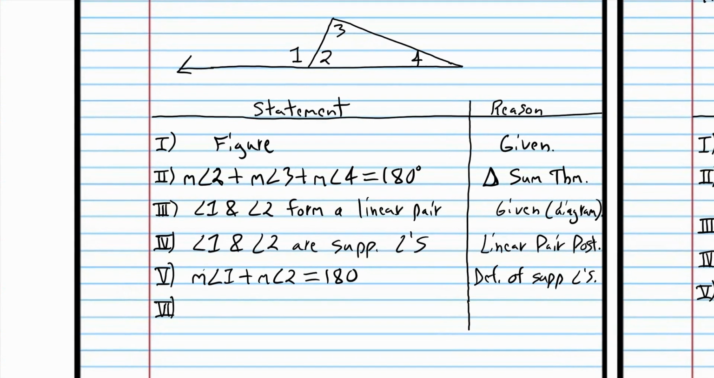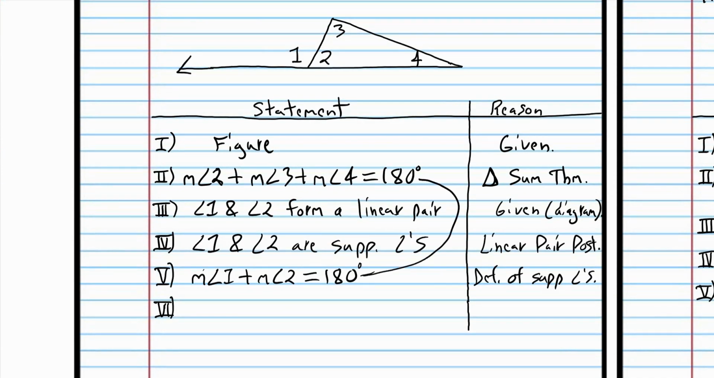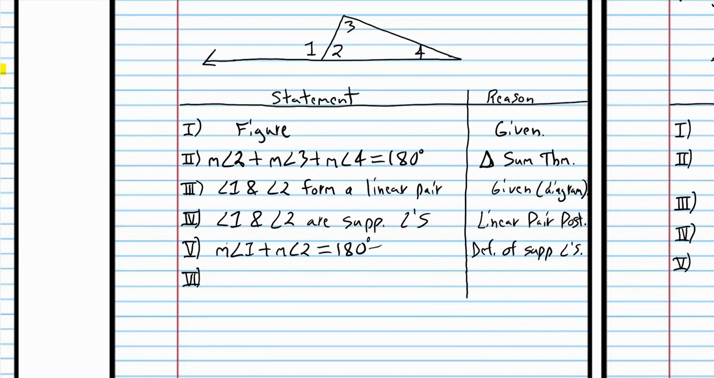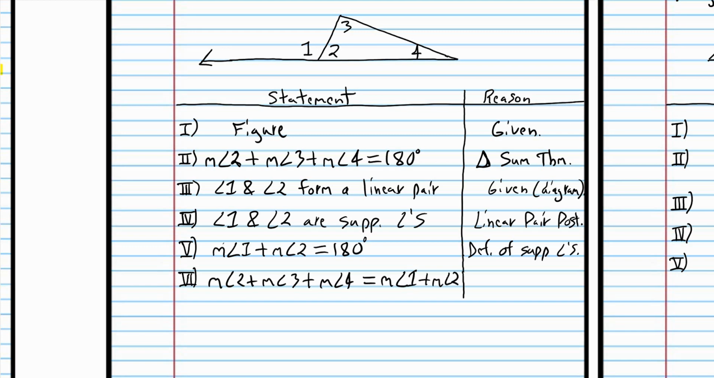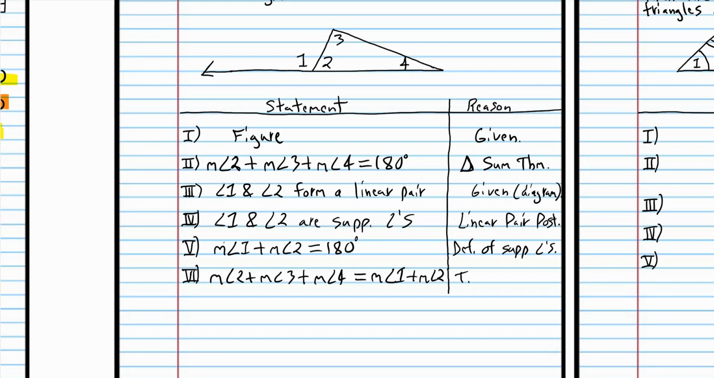All right, so now you can see where we're going with this. We have 180 here, 180 here. So we're going to use the transitive property of equality. Two things are both equal to 180 degrees, so they're equal to each other. So the measure of angle 2 plus the measure of angle 3 plus the measure of angle 4 must be equal to the measure of angle 1 plus the measure of angle 2. Transitive property of equality.